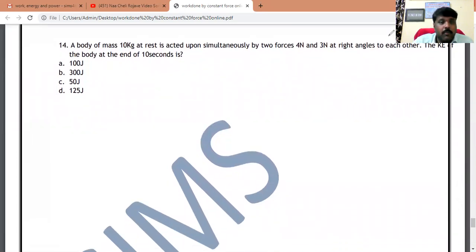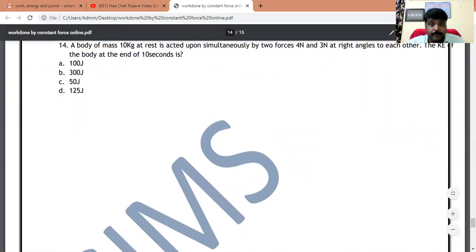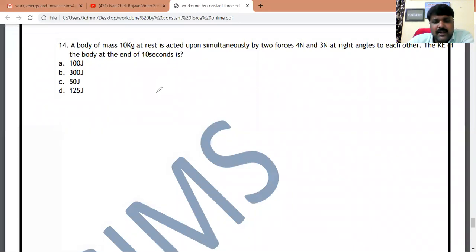A body of mass 10 kg at rest is acted upon simultaneously by two forces, 4 Newton and 3 Newton at right angles to each other. The kinetic energy of the body at the end of 10 seconds is?